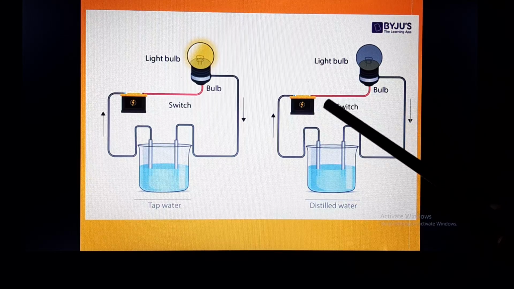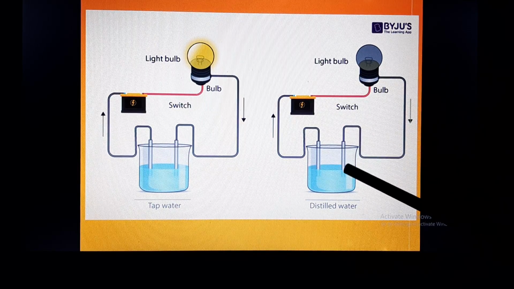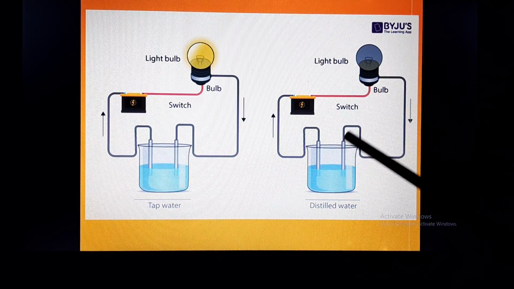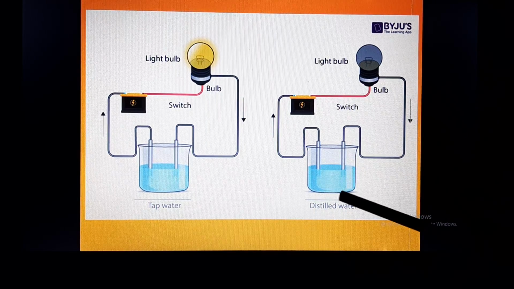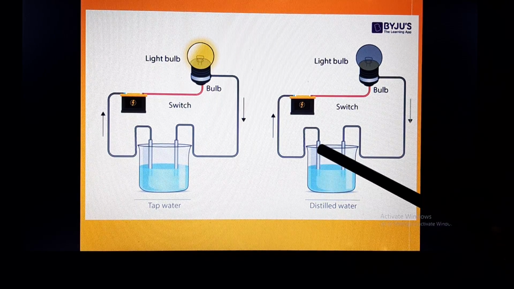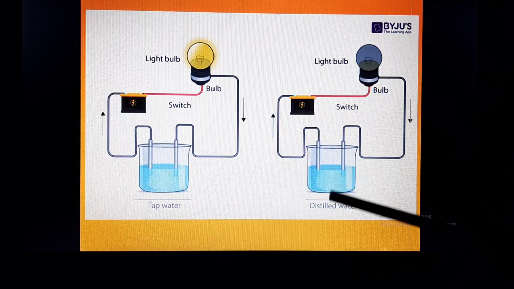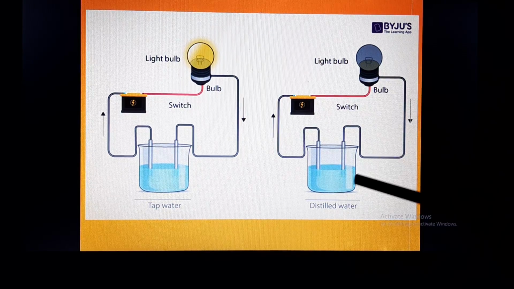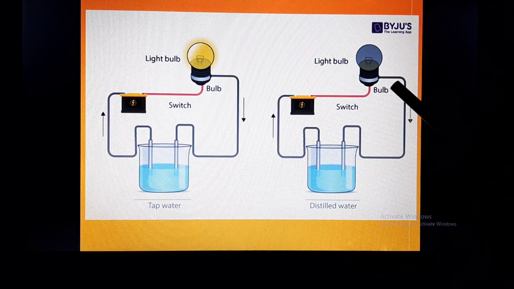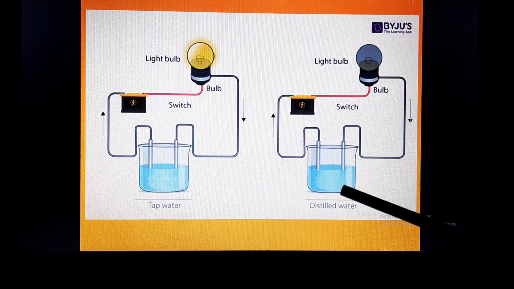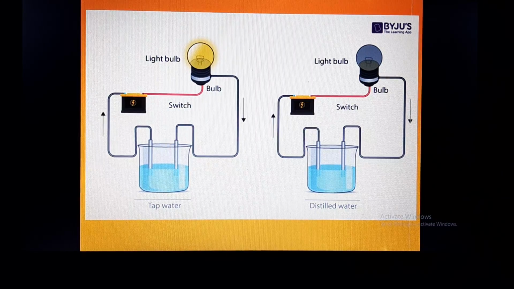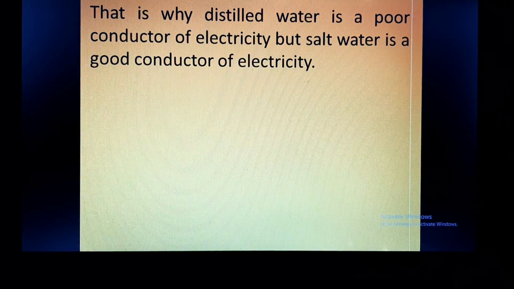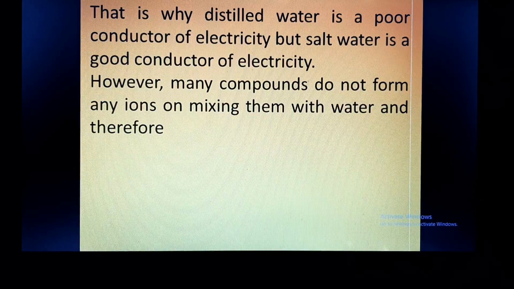Though the current is flowing from the positive terminal of the battery and reaching the electrode, this water is not conducting the electricity to the next electrode. So now there is a breakage of the circuit, a breakage of the path. The circuit is open and the electric current is not able to flow, therefore the bulb is not glowing. So we can say that distilled water is not conducting, whereas tap water is conducting. That is why distilled water is a poor conductor, but salt water or tap water is a good conductor.